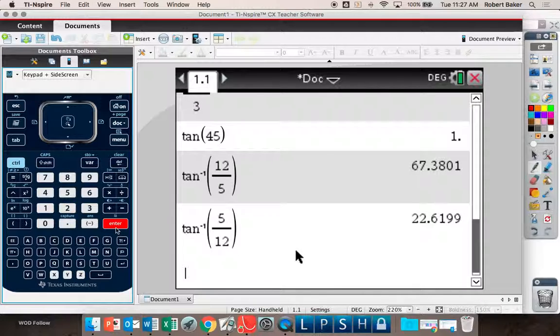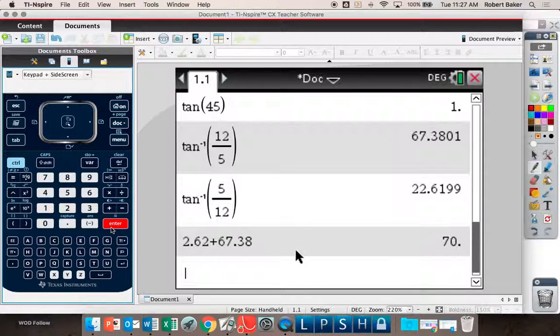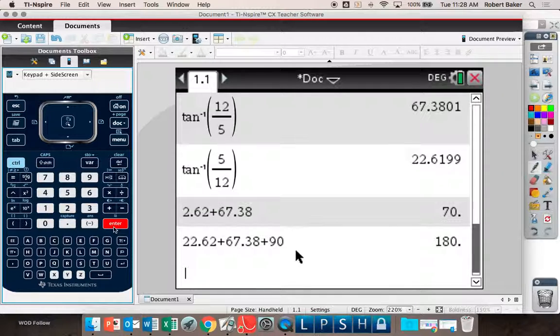22.62. I wonder if 22.62 and 67.38... It's a calculator. 22.62 and 67.38 and that 90-degree angle. Holy Jesus. Whoa. It solves for every angle in the triangle and it exactly adds up to 180 degrees.